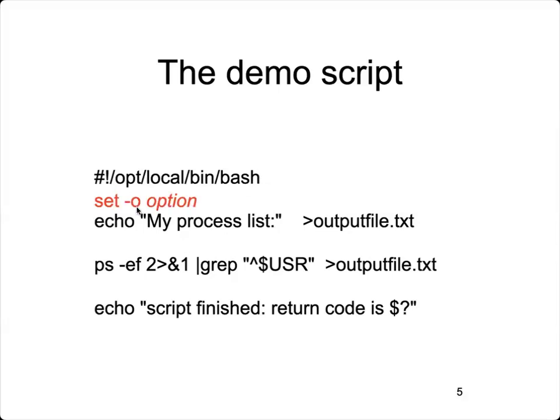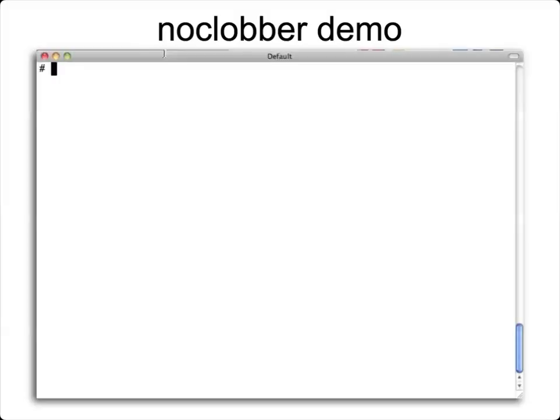So we're going to set an option, set -o, and then the option is going to be something that I'm going to have be set. So here we go. This is the no clobber demo. We're going to watch me run the script, and it has no errors, right? Return code is 0. It finishes just fine.